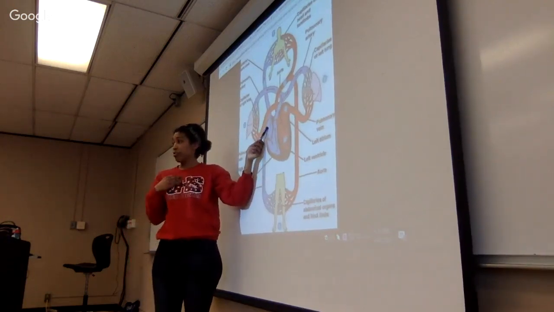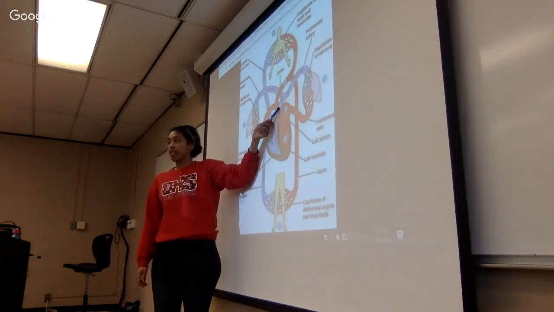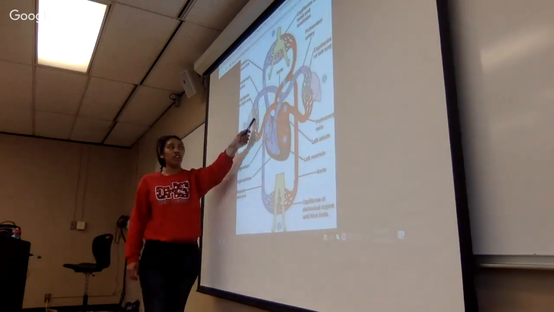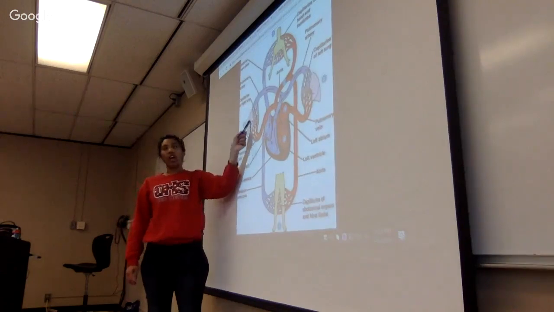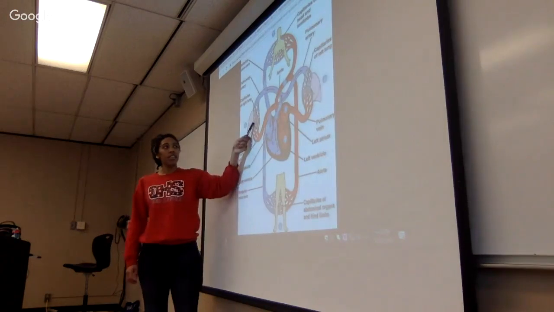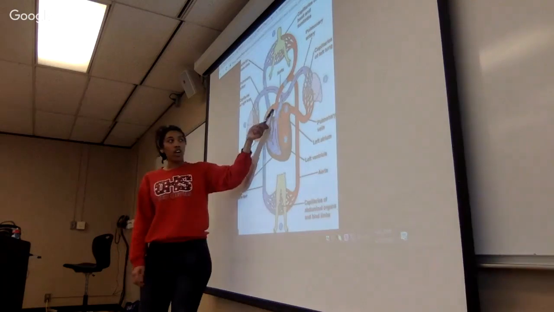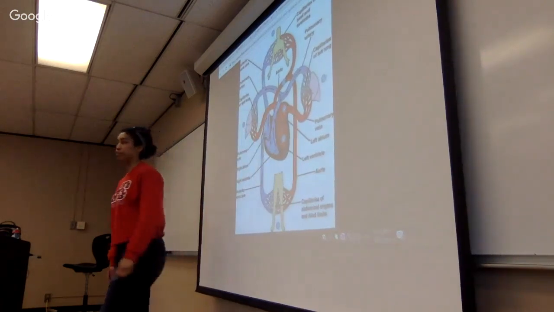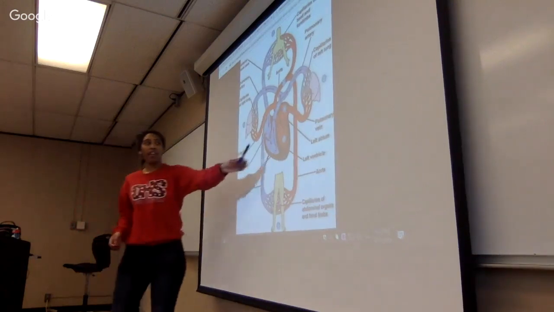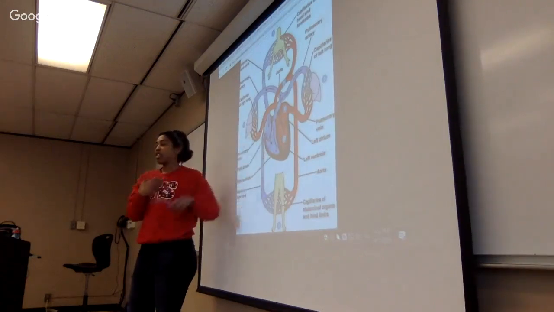Now we're in the right atrium. Right atrium, right ventricle, pulmonary artery. Okay? Our pulmonary artery takes our blood to our lungs, where we get reoxygenated. These are our capillaries. And then we go through our pulmonary vein, which takes our oxygenated blood back to the left atrium. Okay? So this is why we have oxygenated blood on the left side of our heart and deoxygenated blood on our right.